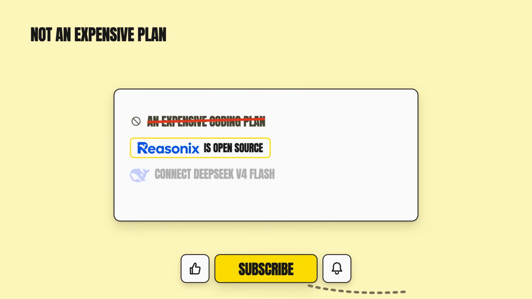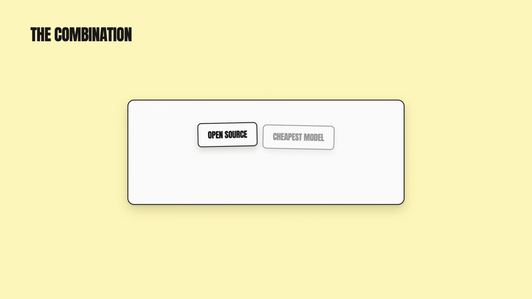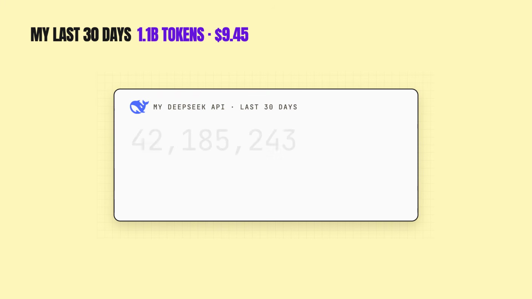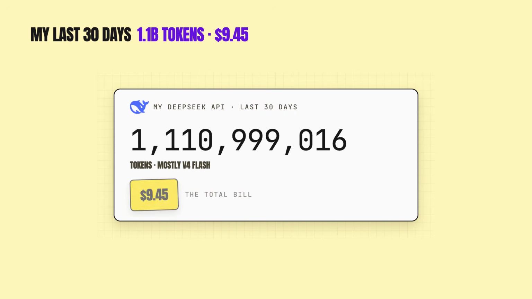In other words, it does the kind of work people use Claude Code for. But instead of locking you into an expensive coding plan, Reasonix is open source and lets you connect DeepSeek V4 Flash, one of the cheapest capable coding models available. And this is where the combination becomes almost ridiculous. In the last 30 days, my DeepSeek API account processed more than 1.1 billion tokens, mostly with V4 Flash. The total bill was only $9.45.